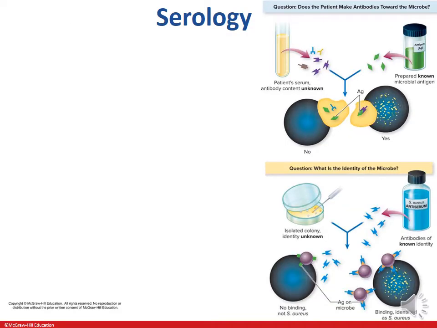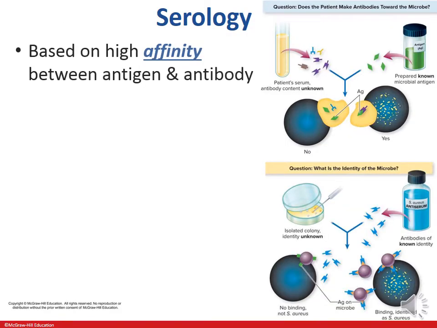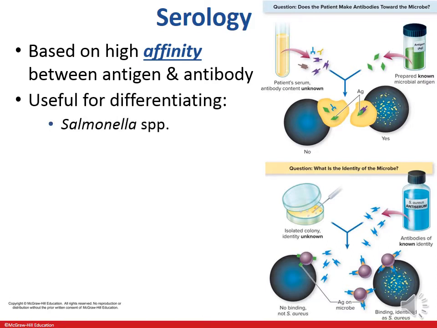So we take advantage of the fact that the human immune system can produce very high affinity antibodies against the antigens that we get exposed to. So we can use a serum sample to go searching for the antibody as an indication that we've been exposed by using prepared antigens. Or we can go searching for antigens floating around in the serum by using prepared antibodies. So this is generally how we look for all the different kinds of Salmonella species.